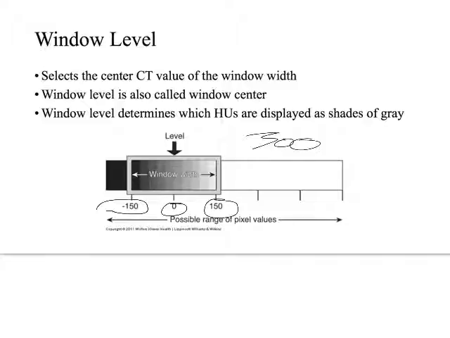Everything that's this side of 150 is going to show up completely white on the image. Everything that's this side of negative 150 will show up completely black.